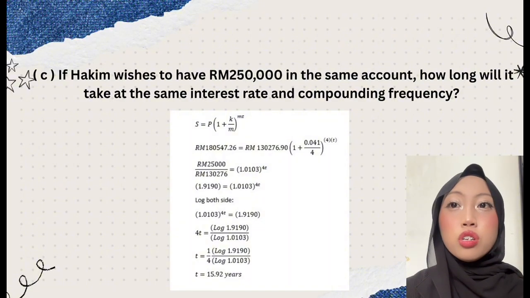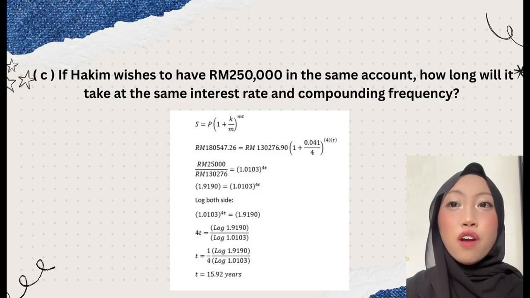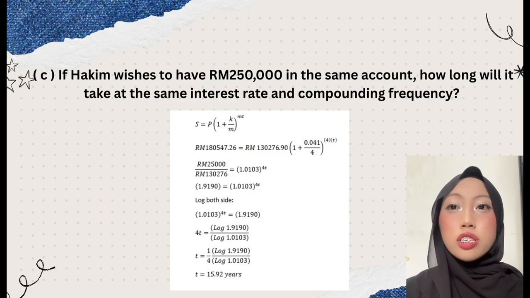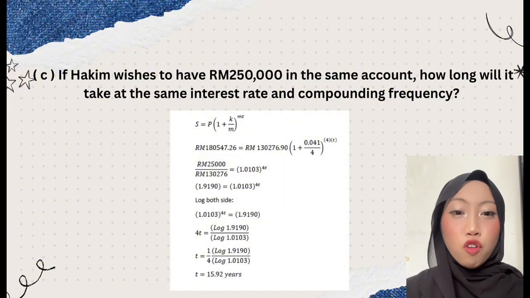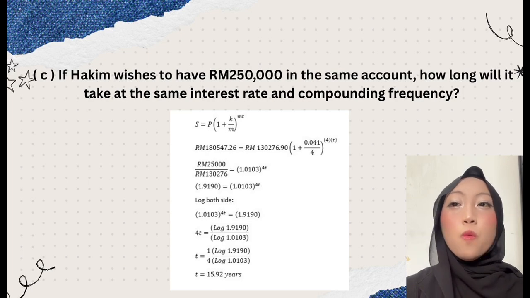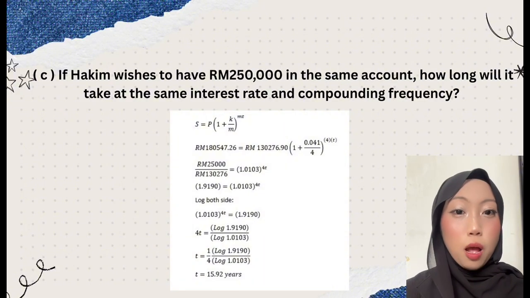After that, we substitute the known values. We substitute the given future value RM180,547.26. The principal is RM130,276.90, and the interest rate was 4.1% and quarterly compounding, so m equals 4 in the formula. After substitution, we divide both sides by the principal to separate the growth factor. This gives us a ratio of the final amount to the initial amount.